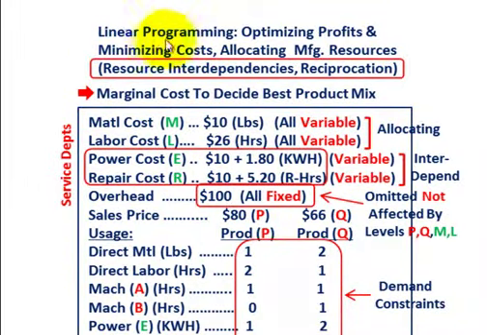What we're going to be going over here is a linear programming example where we're going to be allocating manufacturing resources to optimize profits and minimize costs. And this is going to include resource interdependencies or reciprocation. Okay, so what we're going to be looking at here is the marginal cost that we have to come up with to decide the best product mix.